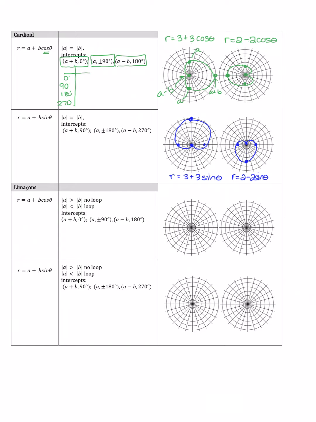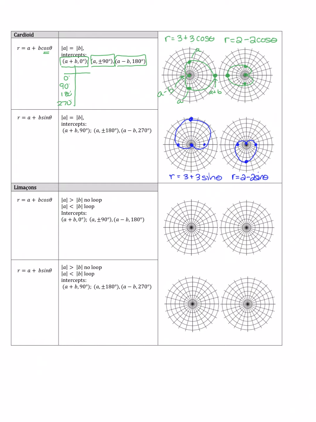Limacons, same deal. The only difference here, so how do I know if I have a loop or not? It's when you do A minus B, because A minus B, if you get a negative number, remember the negative radius pulls back by 180 degrees. That's where the loop comes in.